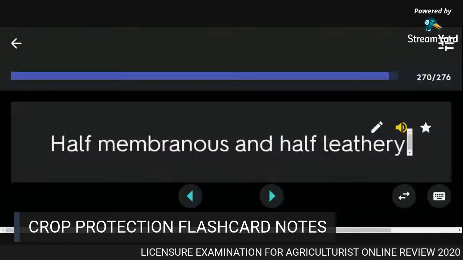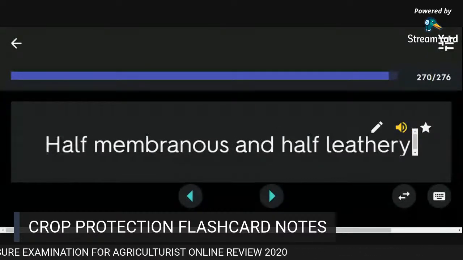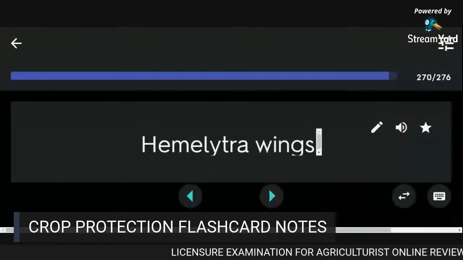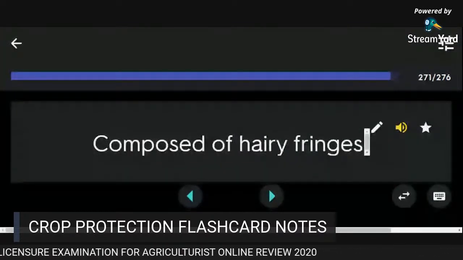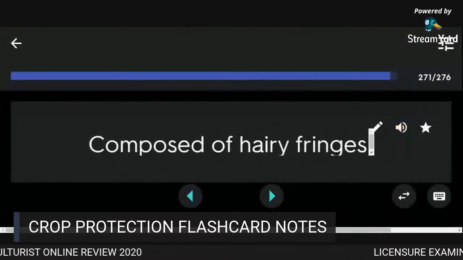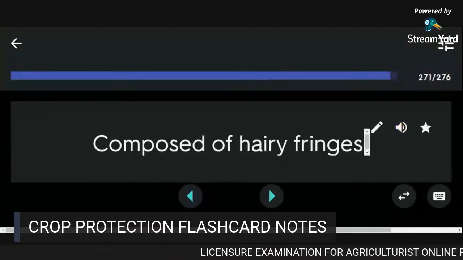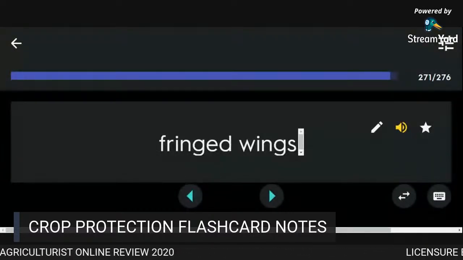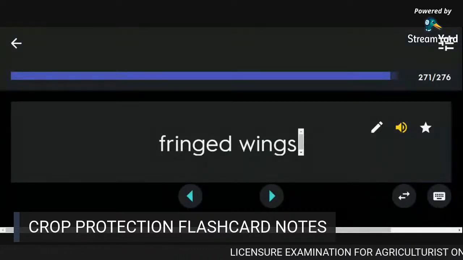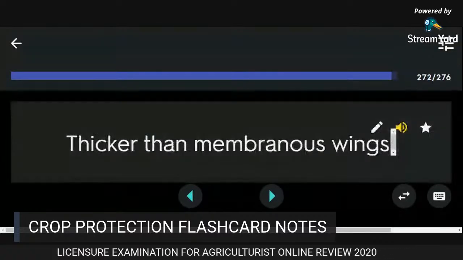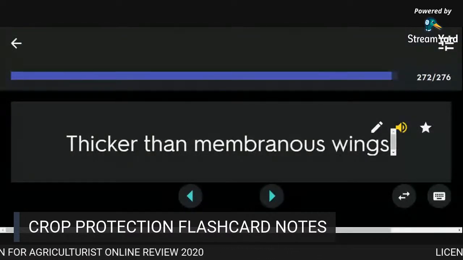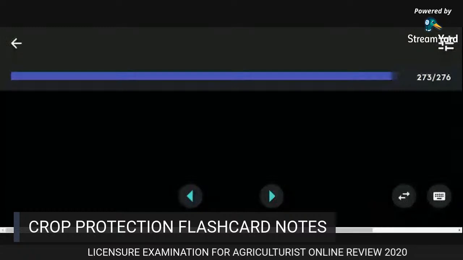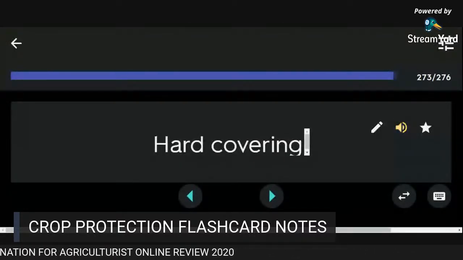Half membranous and half hemelytra wing. Composed of hairy fringes. Thicker than membranous wings, hard covering: elytron or elytra.